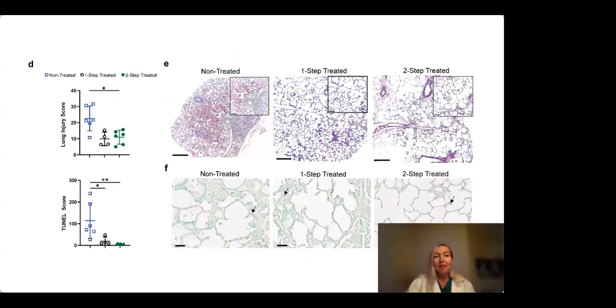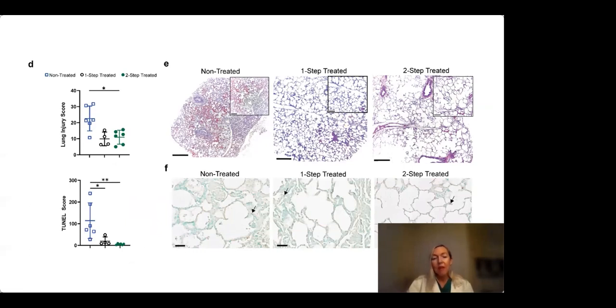So in regards to H&E histology, the not treated animals showed massive infiltration of inflammatory cells and loss of airspace, and also deposits of hyaline membranes, whereas the histology for the animals we call 1-step showed a little bit better, still a little bit of infiltration of inflammatory cells. But if you look at the 2-step treated group, that shows absolutely the best results.